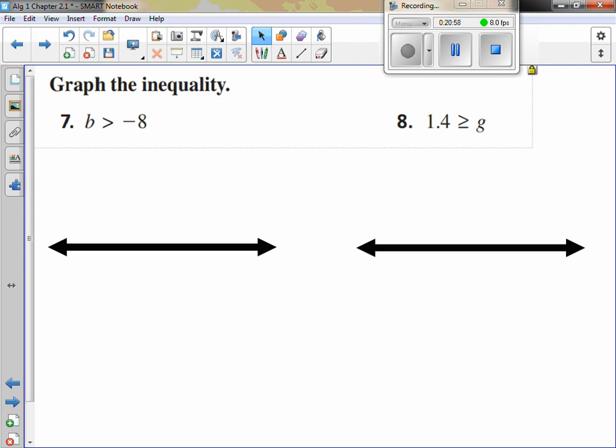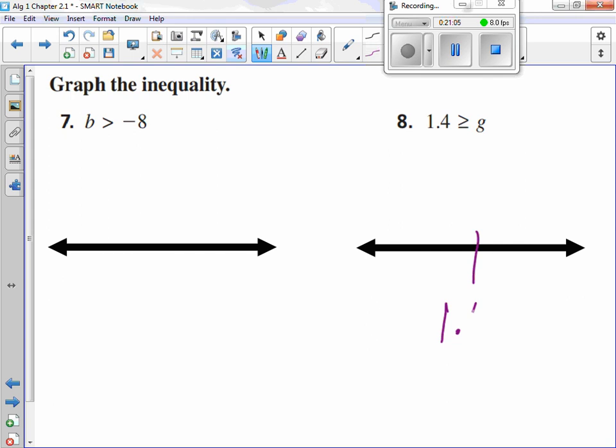What is our main point of focus? What's the main number we're focusing around? I need a circle around it. Opened or closed? Closed, because it is equal to. Now, do we shade to the left or to the right? Which one's bigger? 1.4.